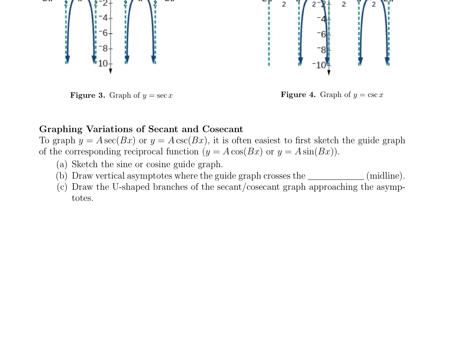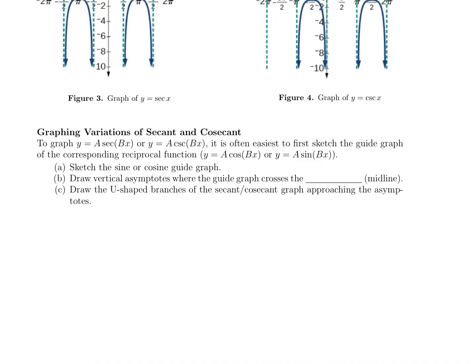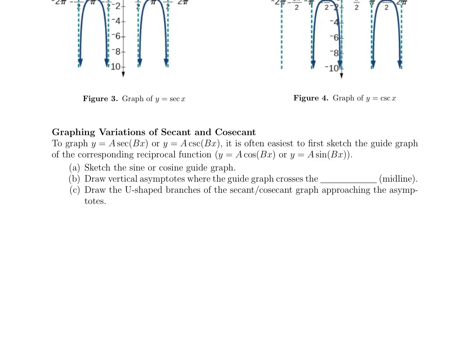To graph the secant and cosecant graphs, you'll first have to either graph the cosine if you're graphing secant, or the sine if you're graphing cosecant. All right, so draw vertical asymptotes where the guide graph crosses the x-axis or the midline. We'll just stick with the midline.